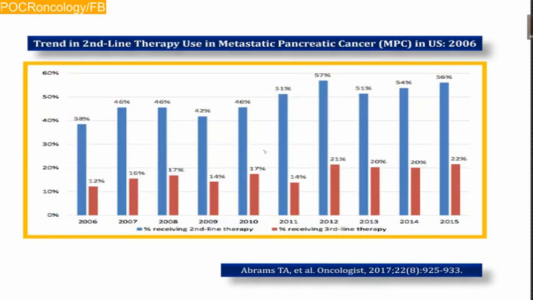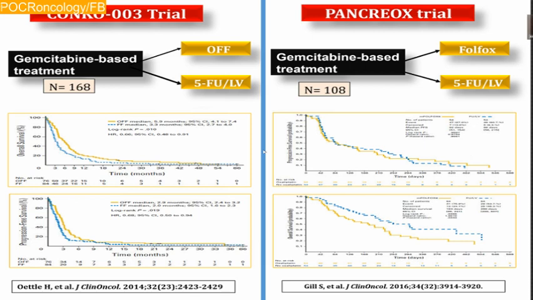Now, what about the second line therapy? If you see the trend in second line therapy, it's increasing from 38% in the second line and 12% in the third line from 2006 to almost 2015. As you can see, doubling from 12 to 22 and from 38 to 56, making the trend increasing for second line treatment.